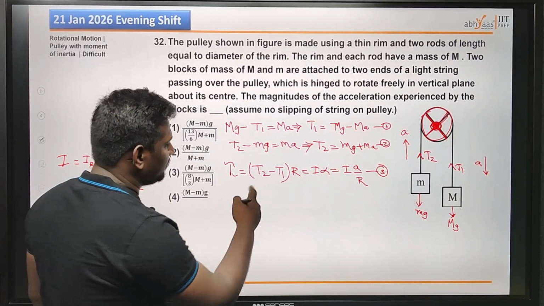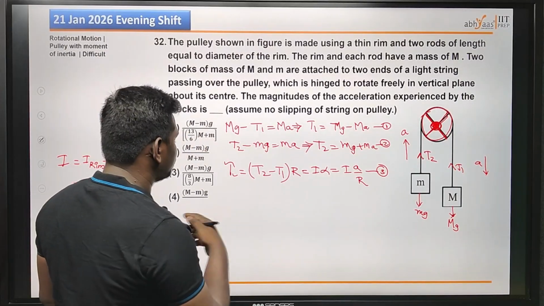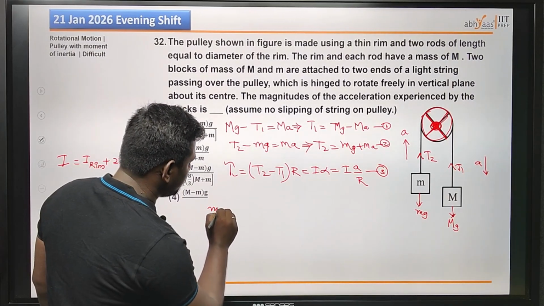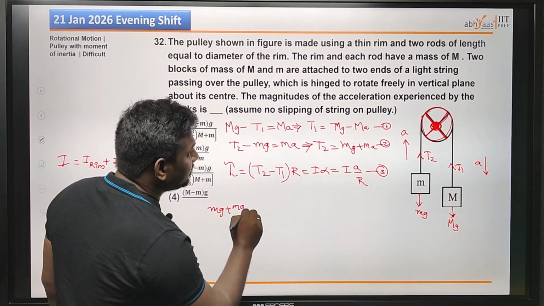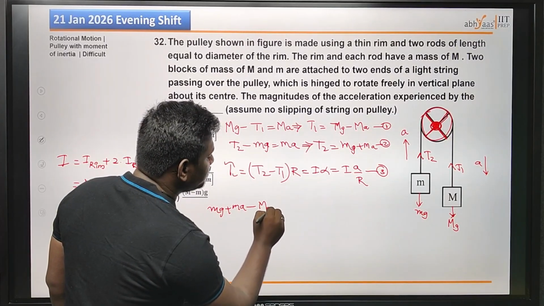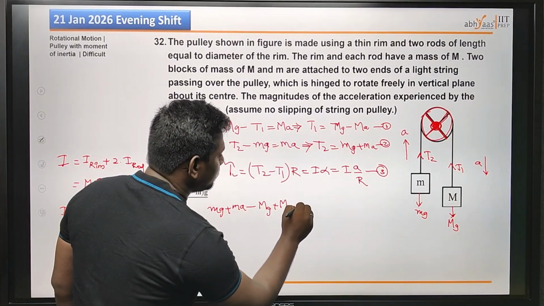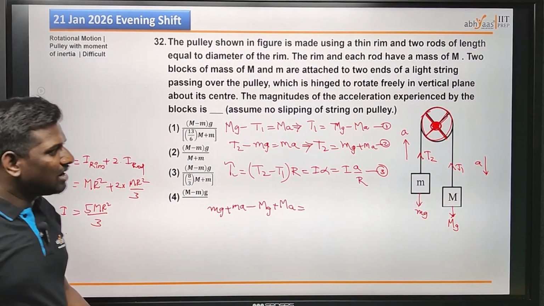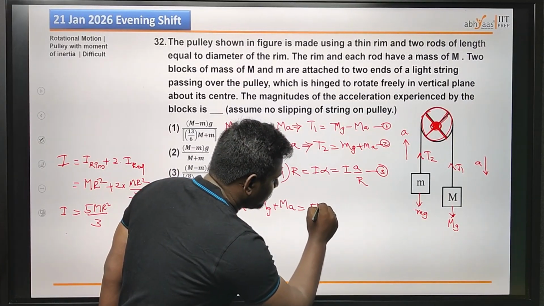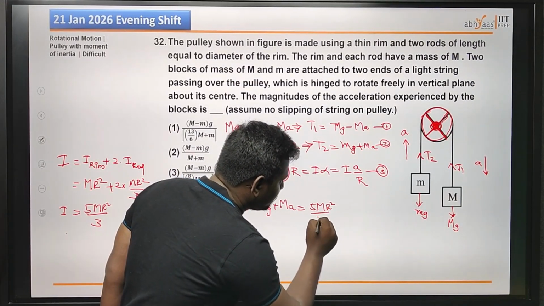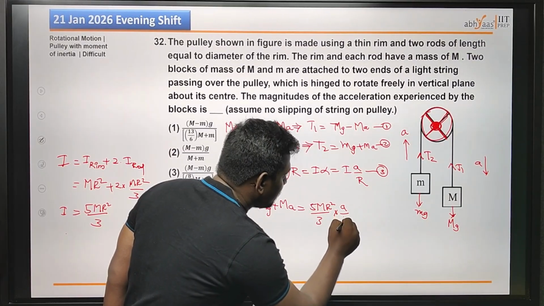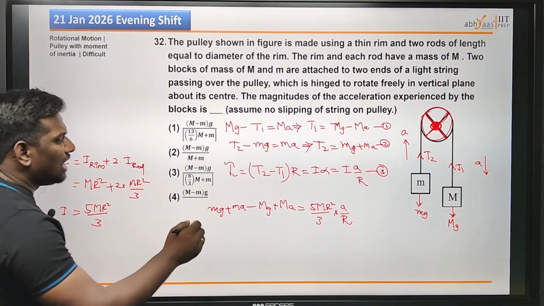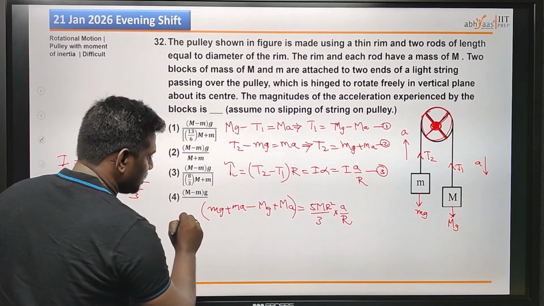Substitute the values. If you substitute the moment of inertia, see here, I am writing T2 minus T1, that is, mg plus ma minus mg plus ma, equal to I. What is I? 5 MR square by 3, into a by R, and you have to multiply with another R.